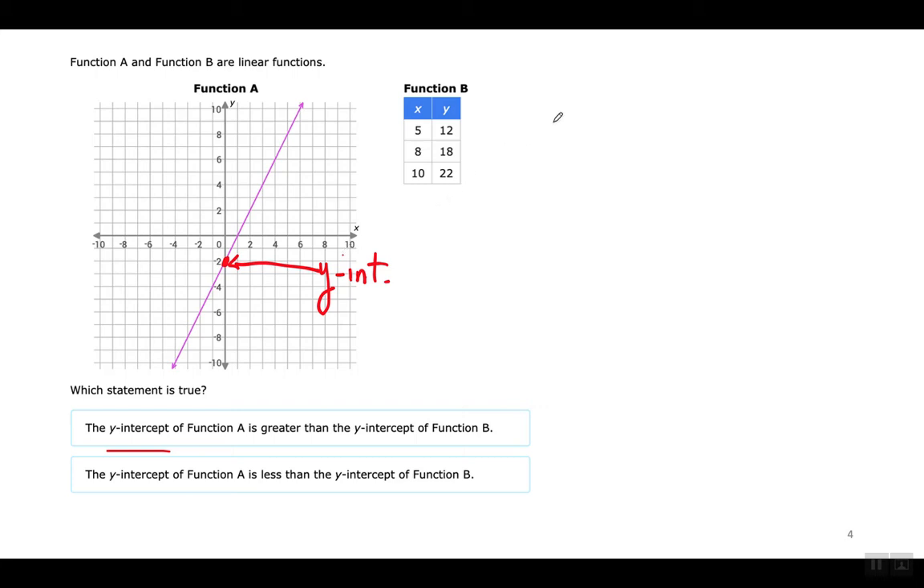For function B, okay, I'm going to write the equation for the line, I'm going to write the equation for function B, in order to find the y-intercept. So first thing I need is the slope.